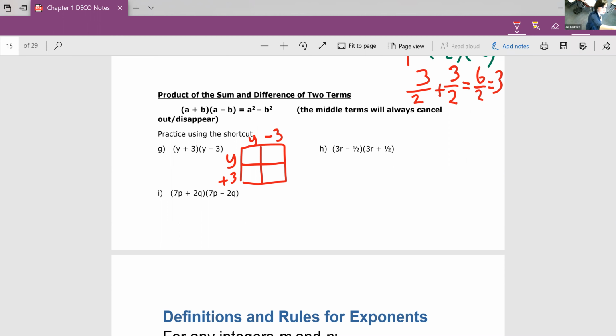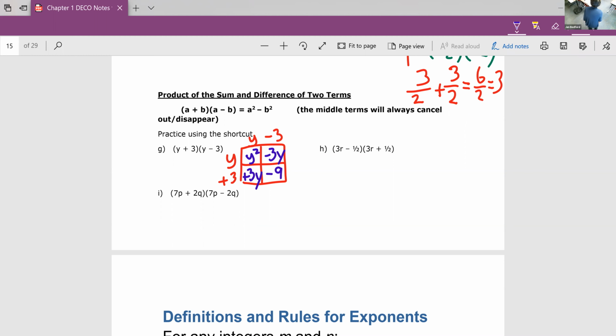Okay, let's see what happens when we multiply through here. So what's going to go in this first box? Y squared. Let's go across that row. What goes in the top right? Minus 3y. Okay, go down to the bottom. What goes bottom left? And it's positive, isn't it? And then what goes bottom right? Good. Positive times a negative is a negative, and 3 times 3 is 9.